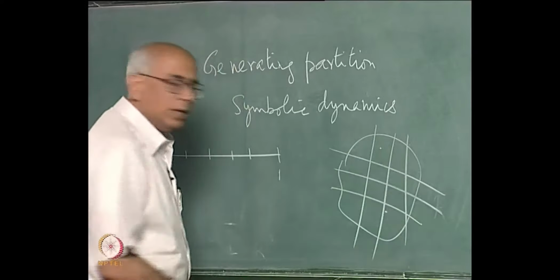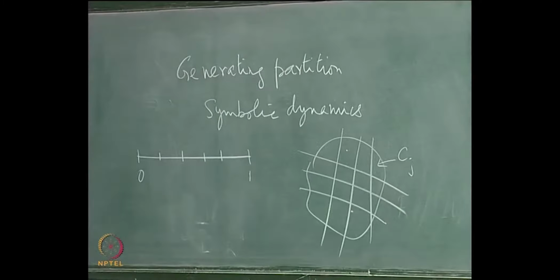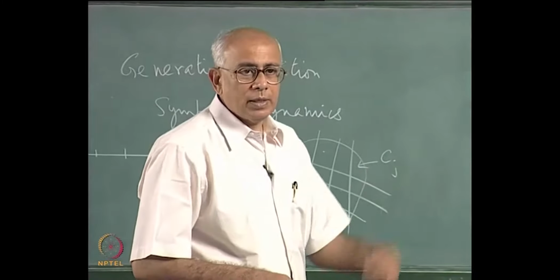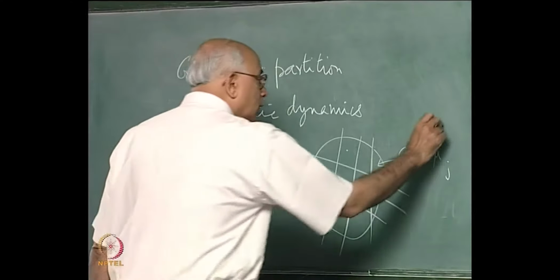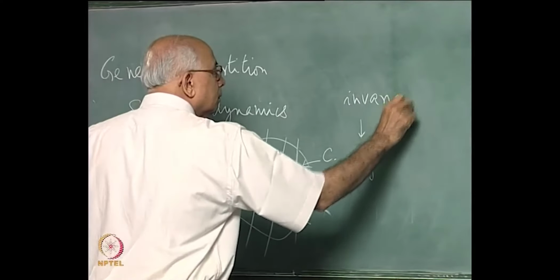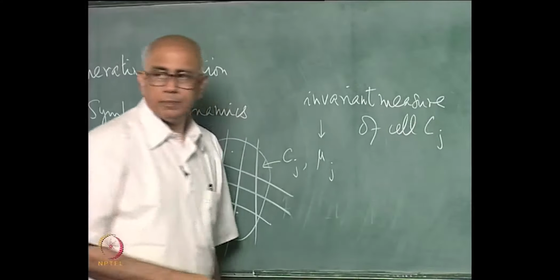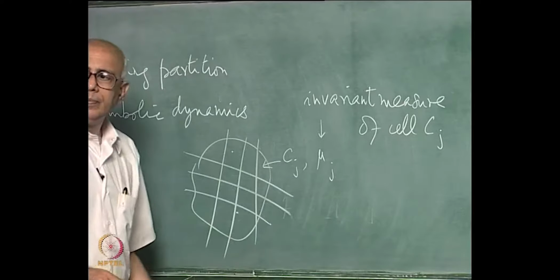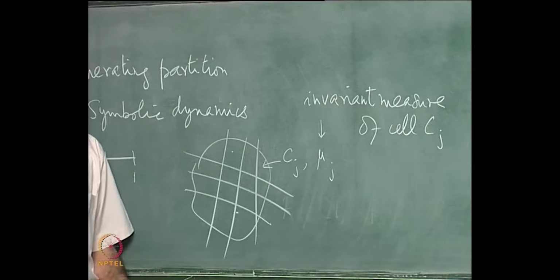I break it up into various cells, and suppose this is cell C sub j, I label it with a j, and I also assume that there is an invariant measure for each cell, namely if there is an invariant density for this chaotic dynamics, then the integral of that density over the volume of this cell I will call the invariant measure, and let me denote it by mu sub j. This quantity here is the invariant measure of cell Cj. Then is there some way in which I can understand from the symbolic dynamics, some way in which I can quantify the actual dynamics? In other words, there could be some cells which are visited very often, there could be some cells which are visited very infrequently.